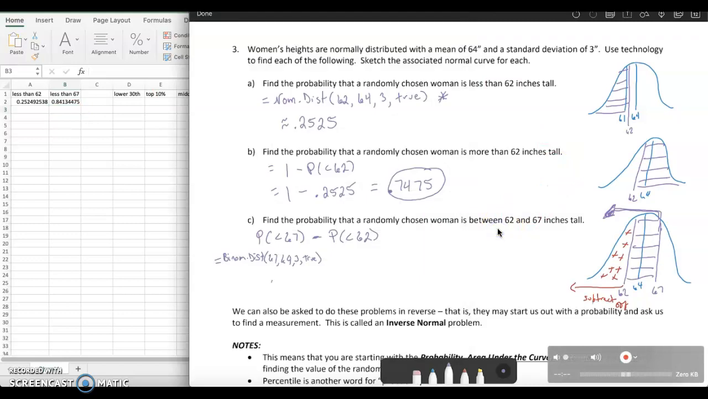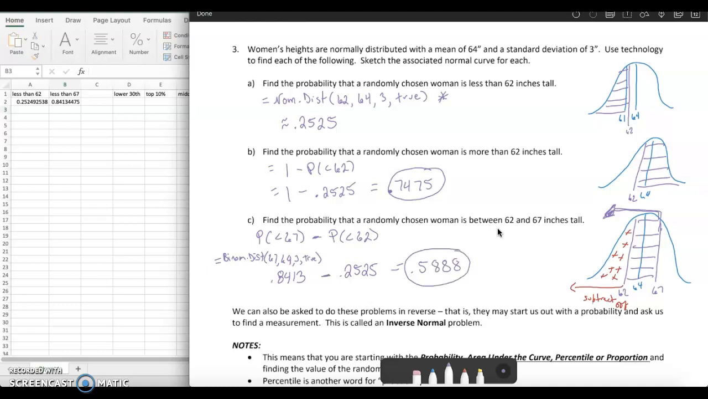Okay, there we go. So this value is 0.8413 to 4 decimal places, and then we're going to subtract off. We've already calculated this value, which is 0.2525. So what I get is 0.5888, which tells me this probability of being here, because I did the whole thing, subtract off this, leaving me with just this much.